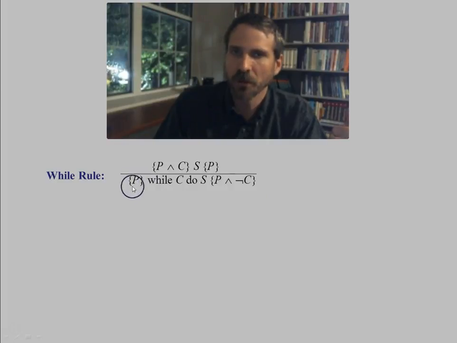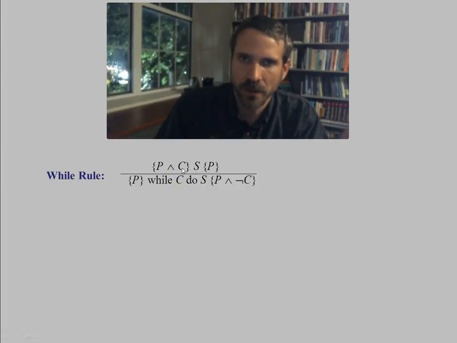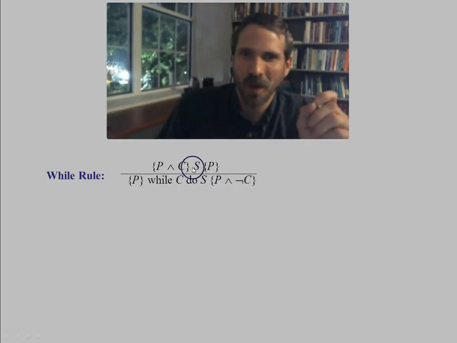So we'll start off with P. We're going to run through this until C is false, and then you end up with not C at the end. So if we've got this while loop that depends on C being true, when we exit our program, we now know that C is not true anymore. And this is really the main takeaway. This is the cool part here.